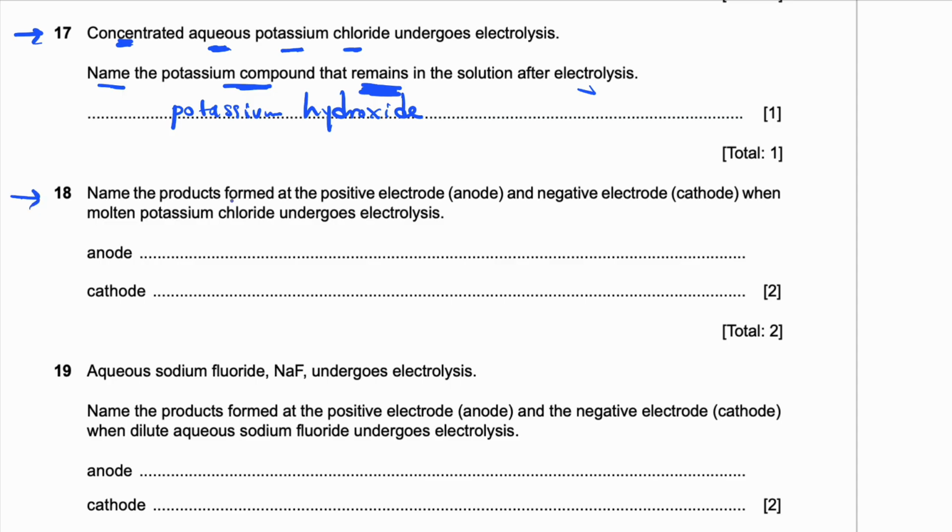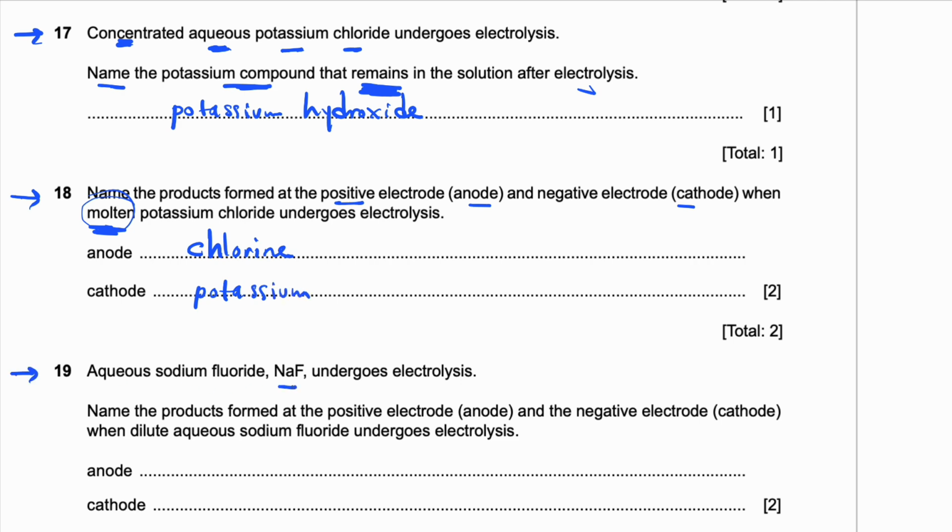Next, name the products formed at the positive electrode anode and negative electrode cathode with molten potassium chloride. Now we have a molten situation. Molten means you don't have any hydrogen or hydroxide. So at the anode, the anion, which is the chloride, forms chlorine gas. At the cathode, the cation, which is potassium.